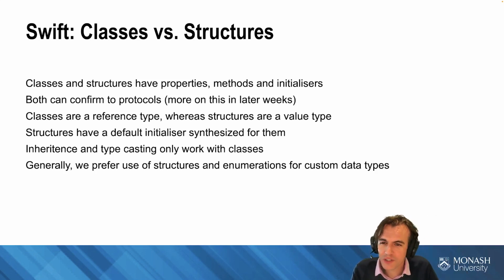Some other differences: structures have a default initializer that's created for them automatically by Swift, so they're very lightweight. You can just specify properties, and then they have a default initializer you can call based on those properties. Inheritance and typecasting only work with classes. They don't work with structures. So, in general, we make use of structures and enumerations for custom data types, and we make use of classes where they're necessary.